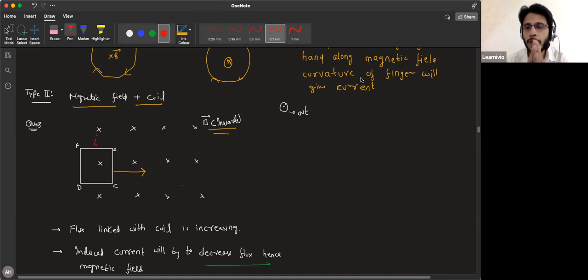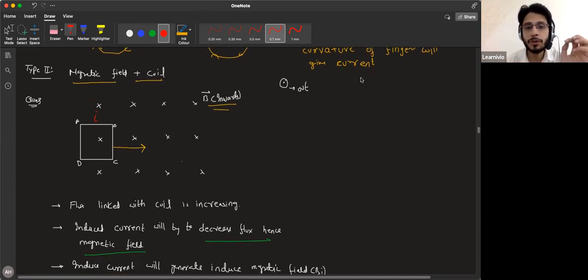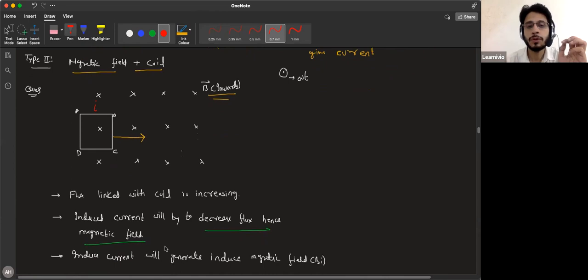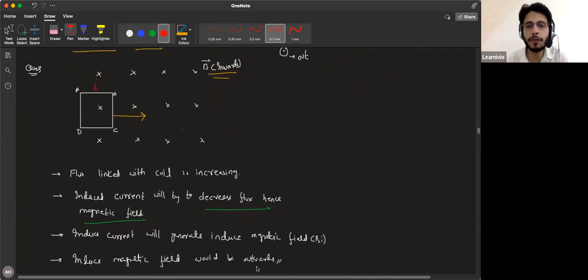It will decrease. See, if two fields are in opposite directions, they will cancel each other out. They get subtracted. So the net field will decrease. So the induced current will generate an induced magnetic field, and what will be its direction? In a direction which is opposite to that of the original field. If the original field is inwards, the induced field should be outwards. So now you have that the induced magnetic field will be outwards.